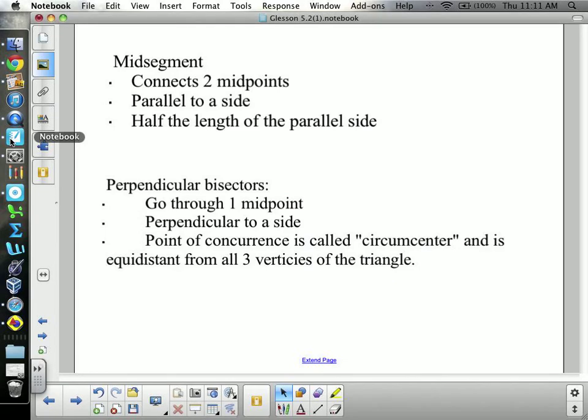They are perpendicular to the side. The point of concurrence is called the circumcenter. It is equidistant from the vertices of the triangle. So this is information that you'd want on flashcards.